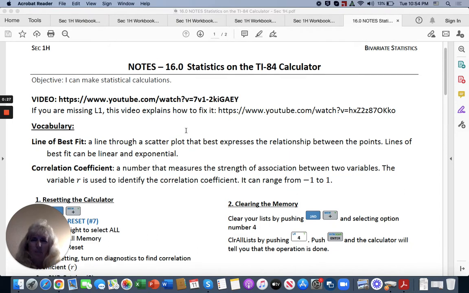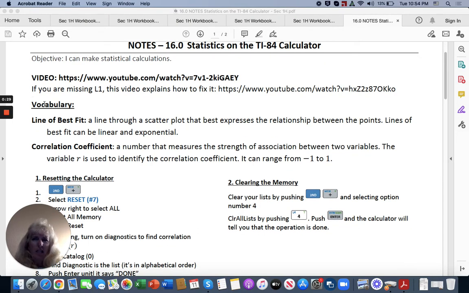We have vocabulary. A line of best fit is a line through a scatter plot that best expresses the relationship between the points. Lines of best fit can be linear, which means it forms a straight line, or it can be exponential, which means it goes up really fast or it goes down really fast.